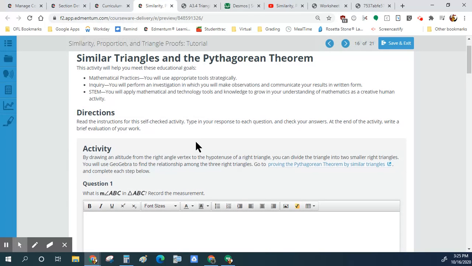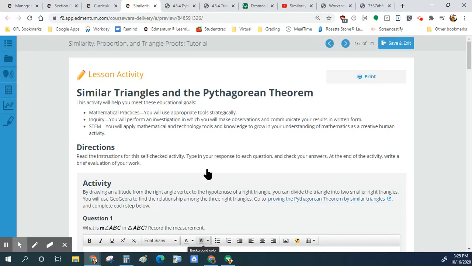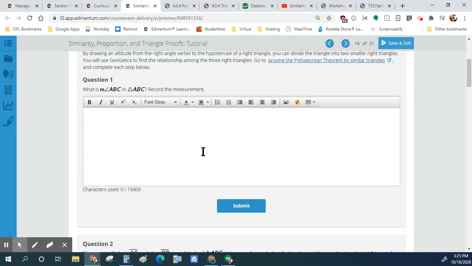Okay, so let's take a look at what they want us to do in this next problem. Proving the Pythagorean theorem using similar triangles. So now we're going to be proving similar triangles, which I find kind of weird because we just used a similar triangle proof, and now they're saying we're going to prove the similar triangle proof. Edmentum has a weird order of doing things.